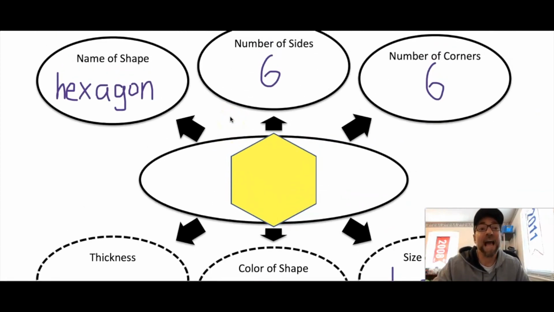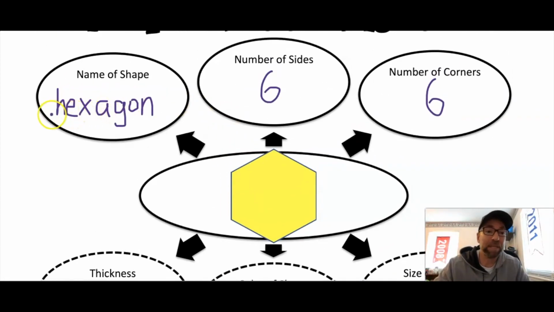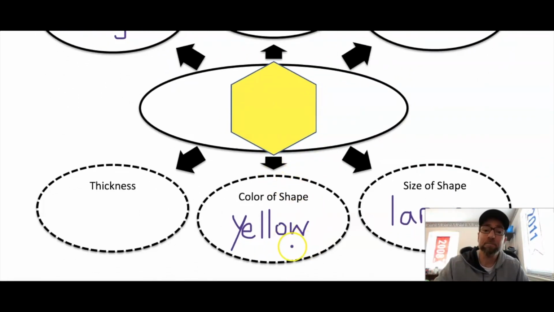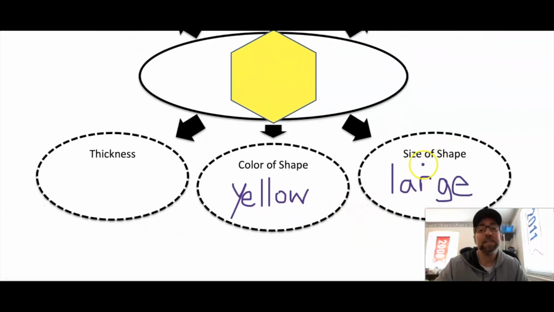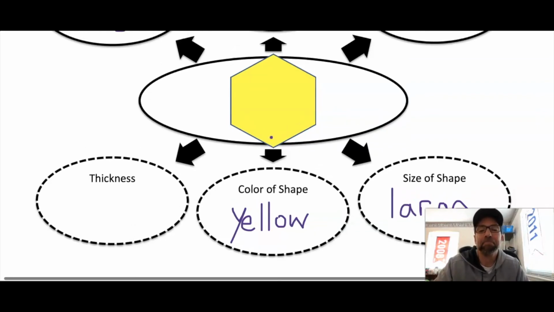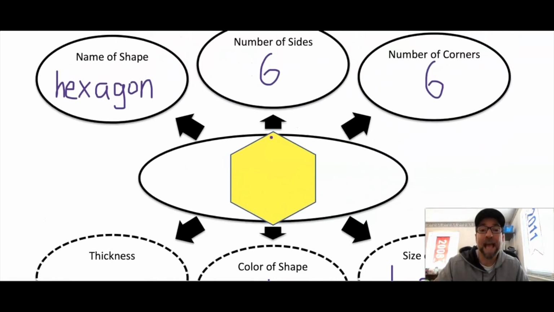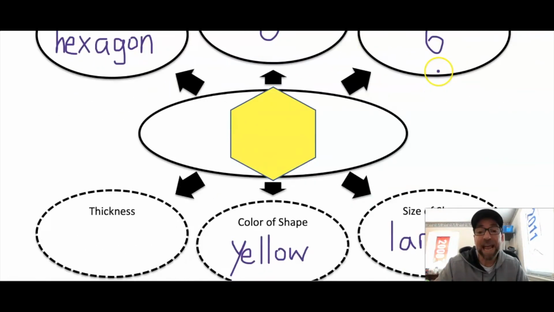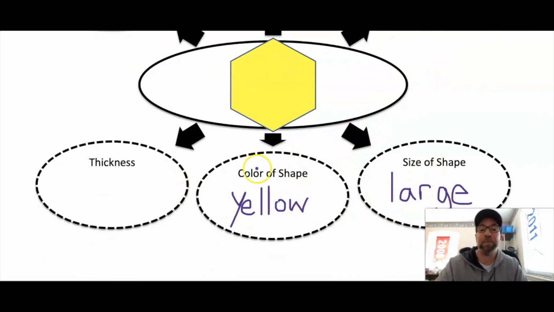All right, let's see how you did. Did you know that this shape is called a hexagon? A hexagon has 6 sides and 6 corners. Those are the defining attributes. And then we have our color, yellow, and our size. I put large only because it stretches out of the oval. You could have put medium. That would have been okay. So our hexagon has defining attributes and non-defining attributes.